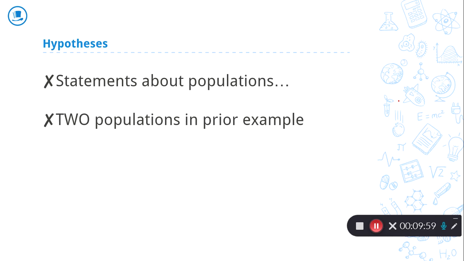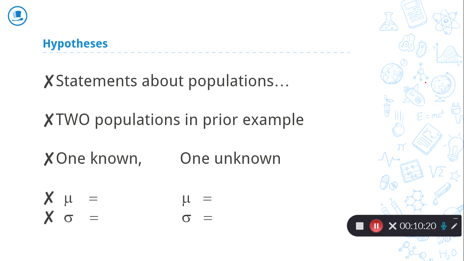Now, in our examples, we're always going to see different populations. They're going to be in different forms. In that example earlier, there were two populations that were discussed. One was known and one was unknown. The known population, right? We could talk about a mu and sigma for each population. Remember parameters, right? Parameters define the population.